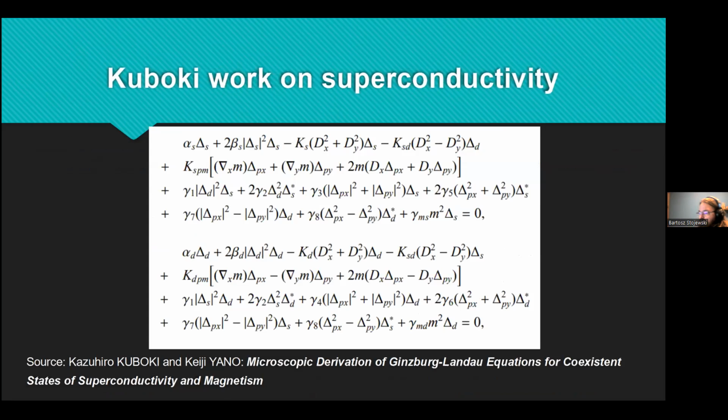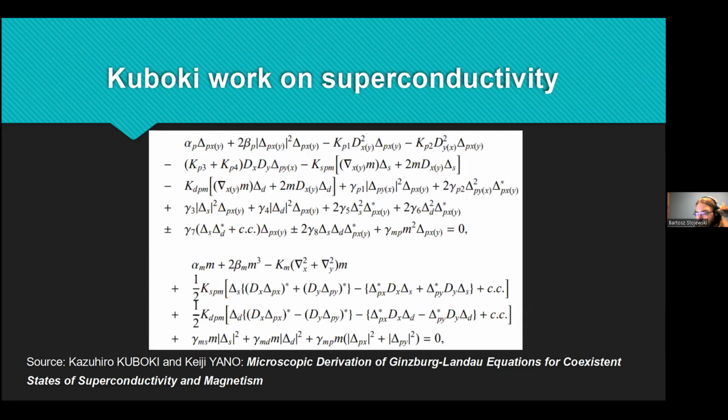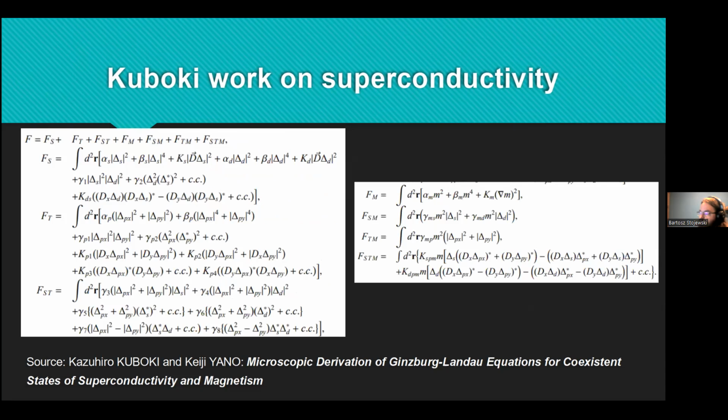To finish this presentation, I want to present lengthy calculations to get the following GL equations for SCOPs and magnetization and the Ginzburg-Landau free energy achieved by Kazuhiro Kuboki and Keiji Yama. I present those equations because the proper implementation of a relaxation method could solve those equations, because the relaxation method might not be the most precise one, but it is very stable and capable of solving such bulks of equations.